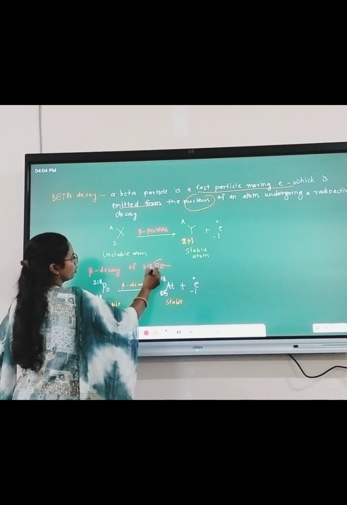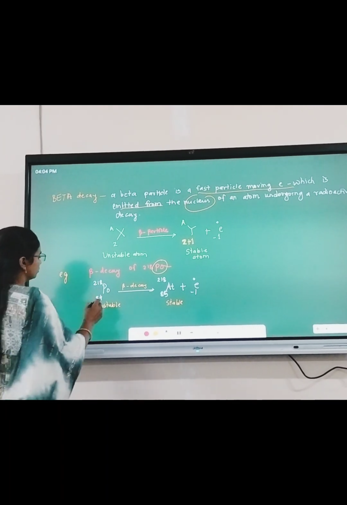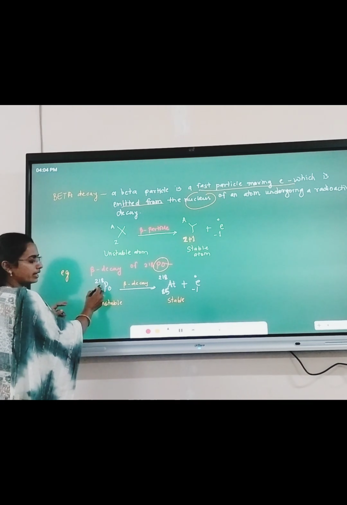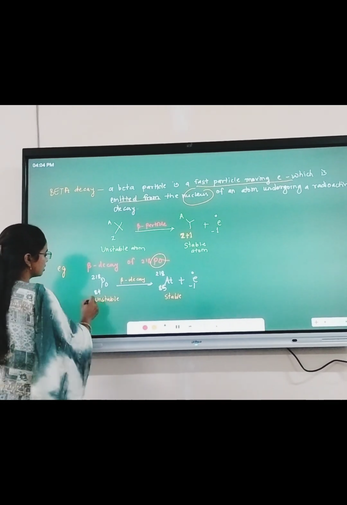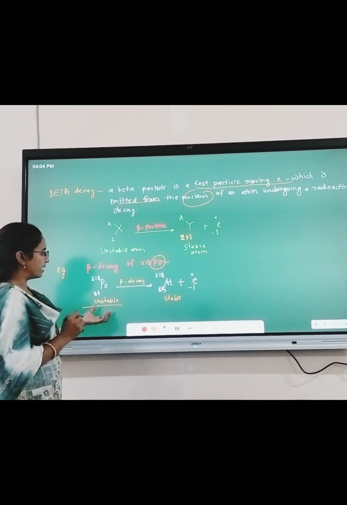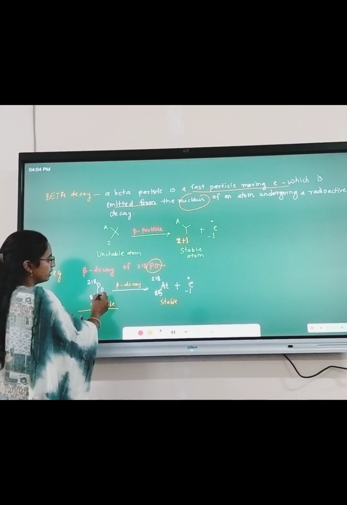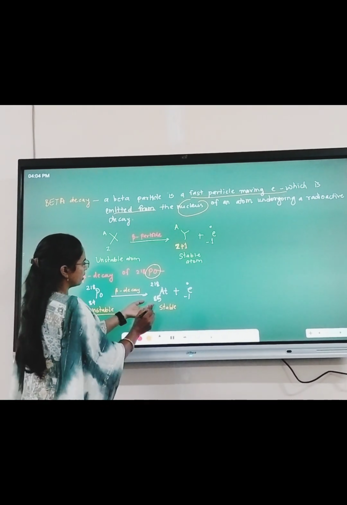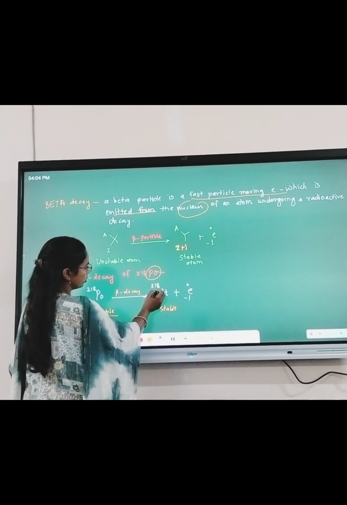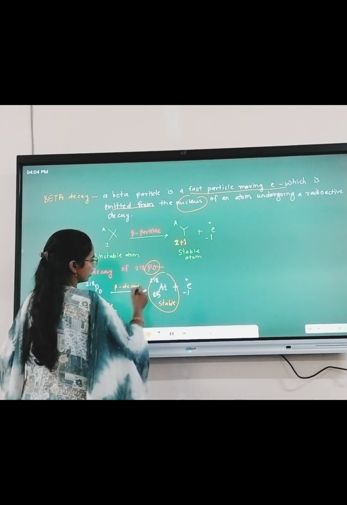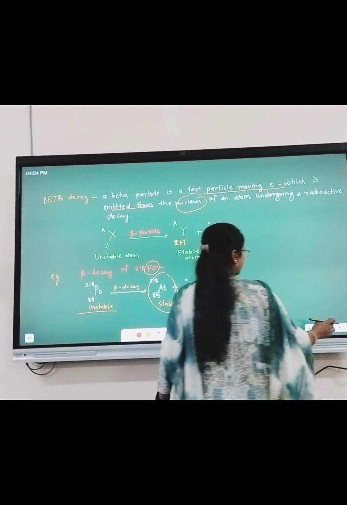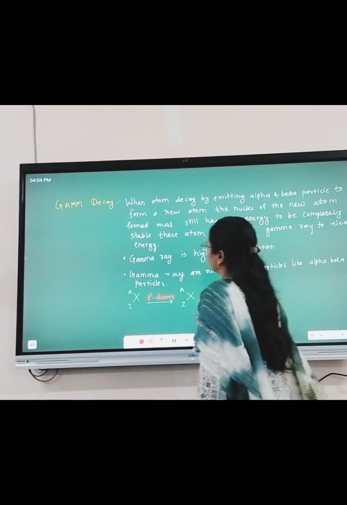Suppose this is an example of beta decay. Here is polonium 218, with 84 as the atomic number and 218 as the atomic mass number. This is the unstable atom. If we radiate a beta particle in this atom, we have 85. This is a stable atom. This is the beta particle.